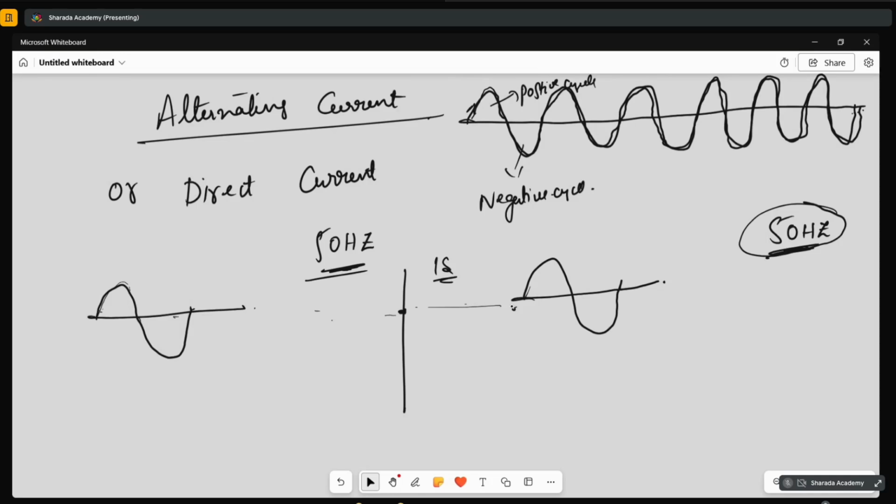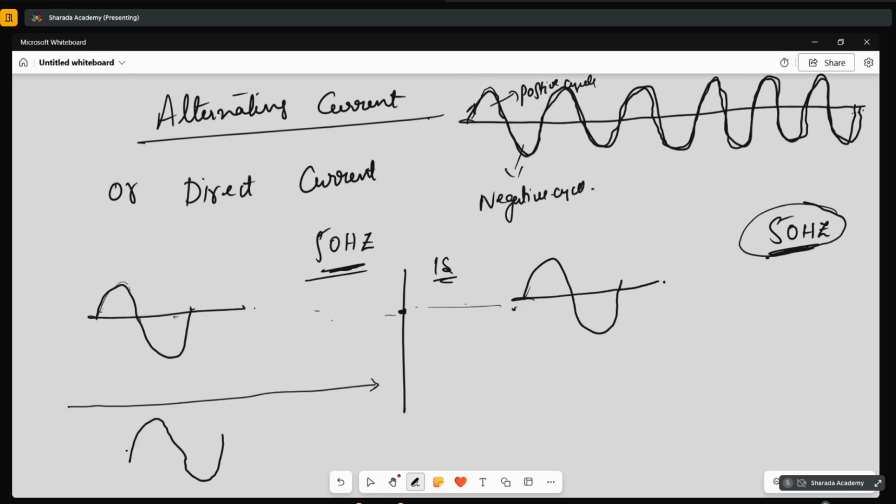Every frequency, the SI unit of frequency is hertz. Frequency means... see, direct current means it is moving in the same direction like this. Alternating current means it once moves in this direction, then it changes its direction. It is produced like that only.